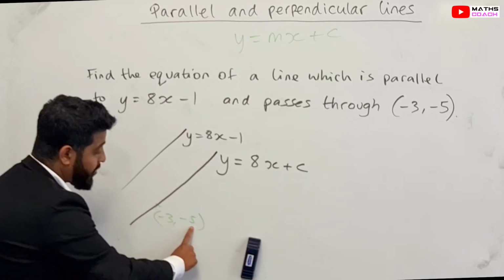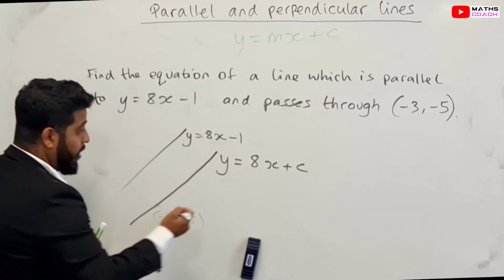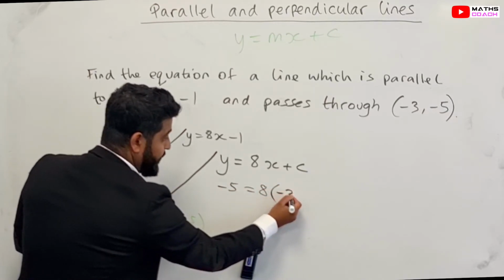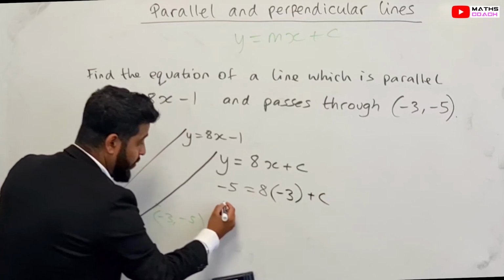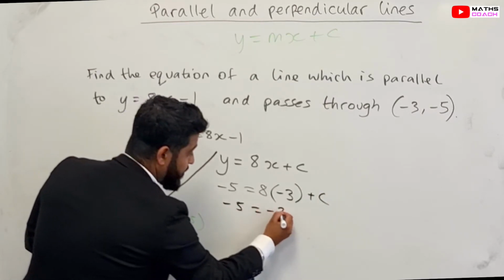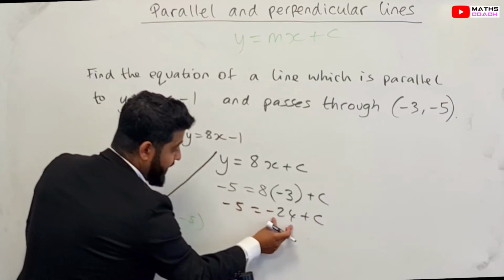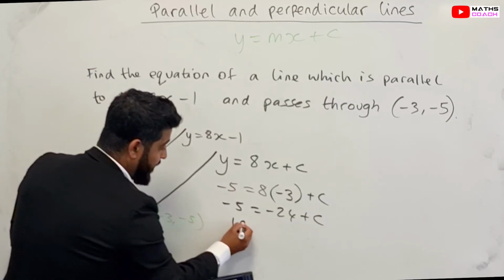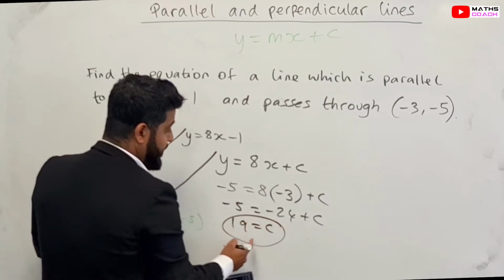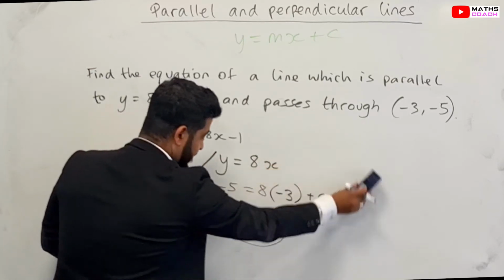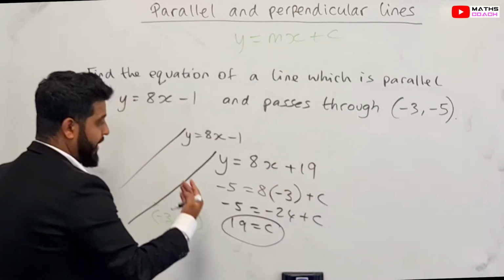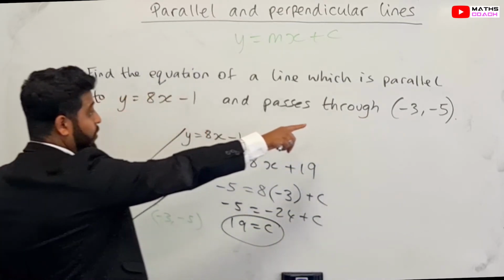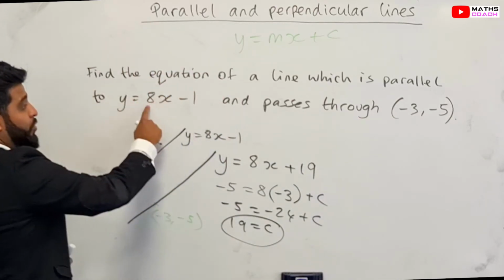We are going to substitute this coordinate pair into here. So y is equal to minus 5, 8 times our x, which is minus 3, plus c. And we're just going to work this out. So minus 5 is equal to minus 24 plus c. So now we're going to move minus 24 over onto this side, which will be a plus. So minus 5 plus 24, which is 19, is equal to c. And we have our value of c, so we're just going to replace here. So therefore, plus 19. So there you have it. y is equal to 8x plus 19 is the equation of the line which passes through this coordinate and is parallel to this other line.